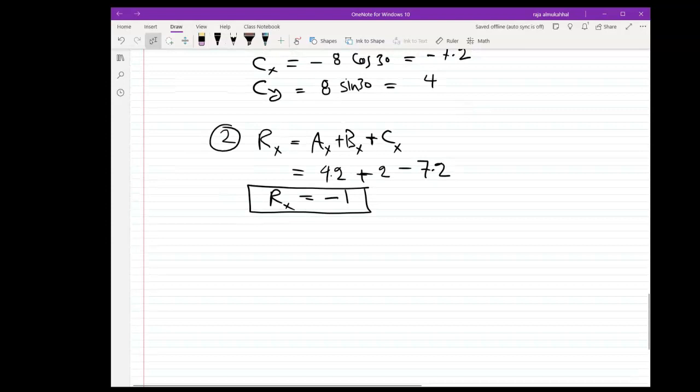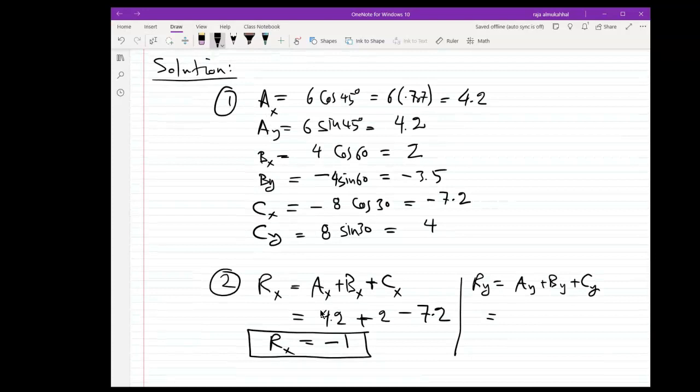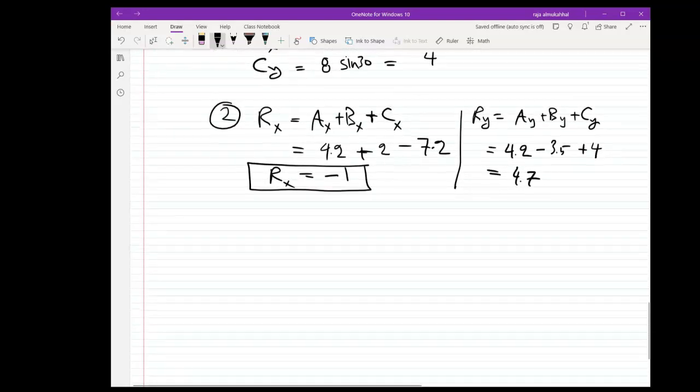And then I'm going to get R sub y. That will be A sub y plus B sub y plus C sub y. So that's equal to 4.2 minus 3.5 plus 4. Is that right? Answer, 4.7. Okay? Again, I hope I'm not making any stupid mistakes. So there we go. We have R sub y and R sub x.